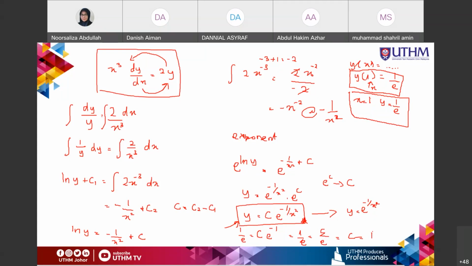X kuasa 2 tu memang dia tak ada dah. Yang mana? Kan yang X, yang equation asal ada. Tapi bila kita gantikan yang ini, X dia 1 kan? So 1 kuasa 2, 1 juga.